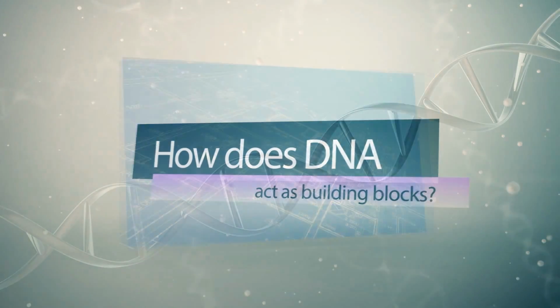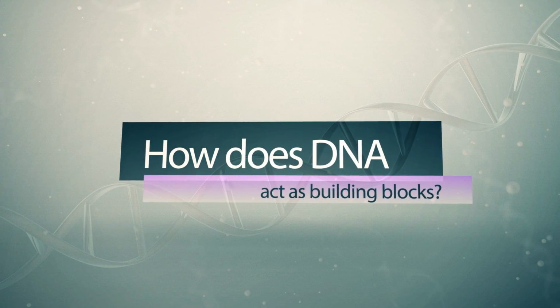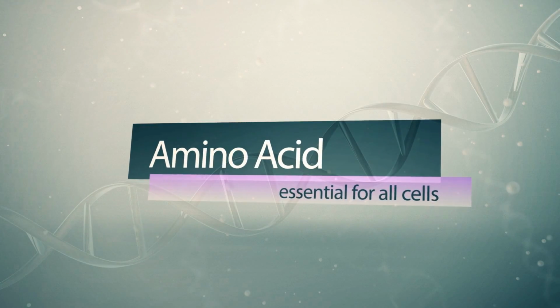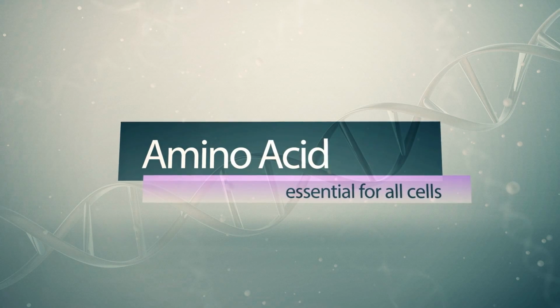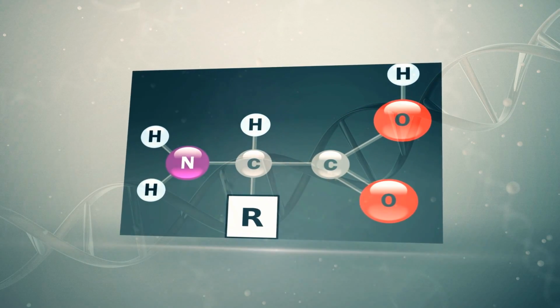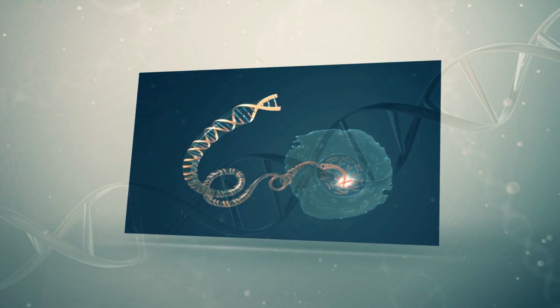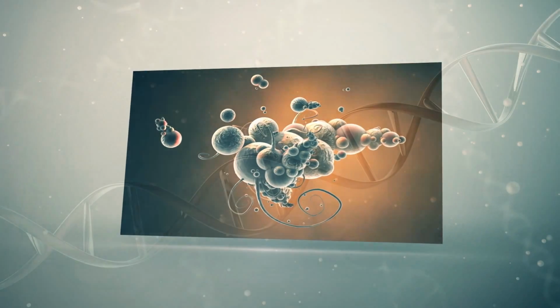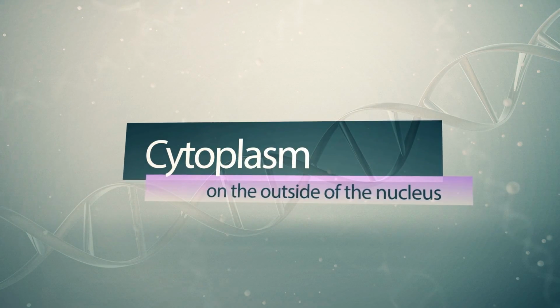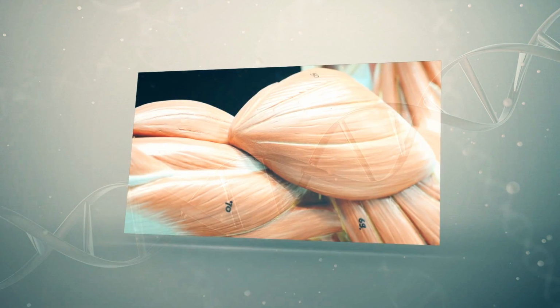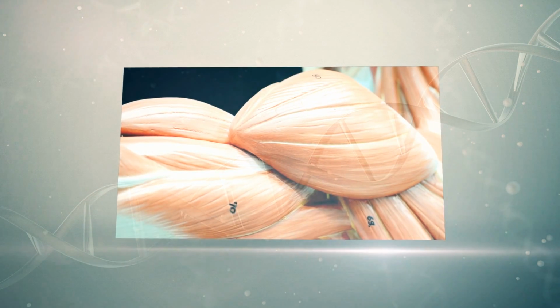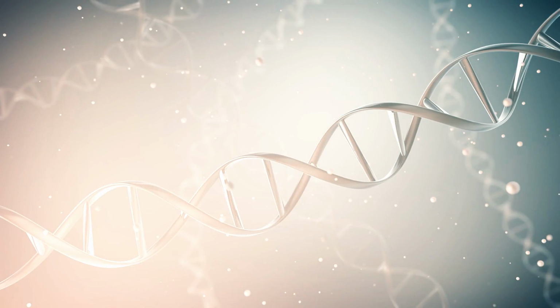How do DNA molecules act as building blocks? Well, we need to tackle amino acids first. Amino acids are used in every cell of your body to build the proteins which we need to survive. Amino acids are on the outside of the nucleus, which is called the cytoplasm. All organisms need proteins, whether they are used in muscles or as simple structures in a cell membrane.